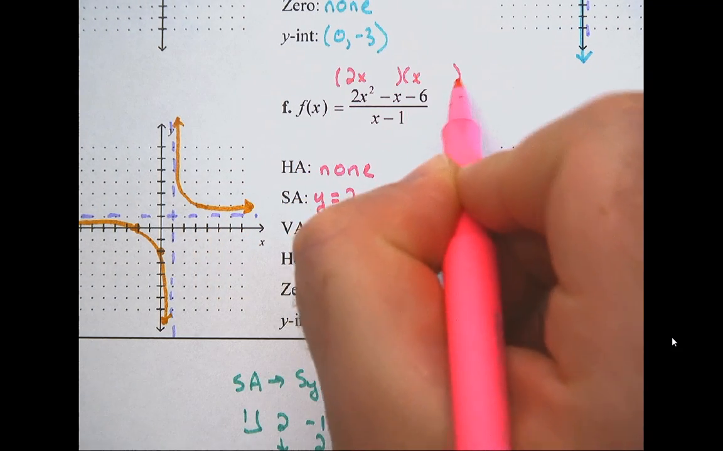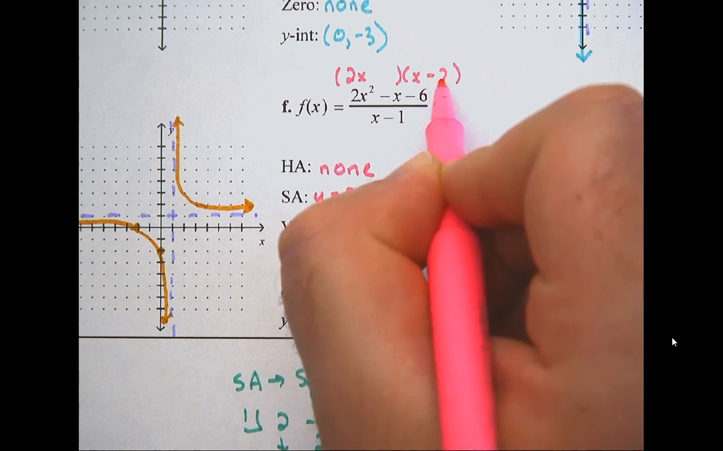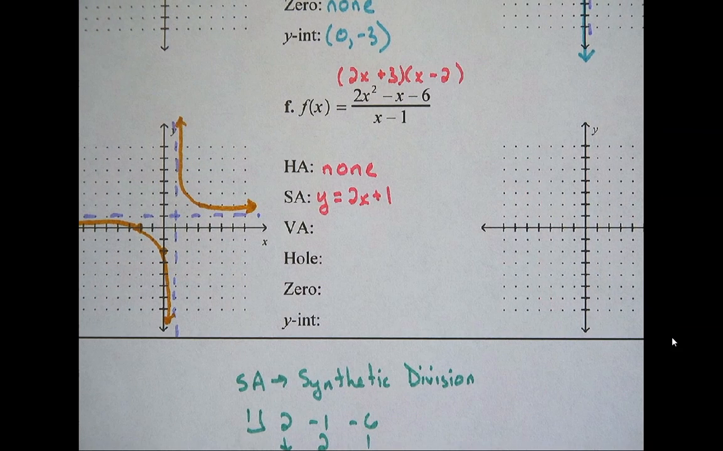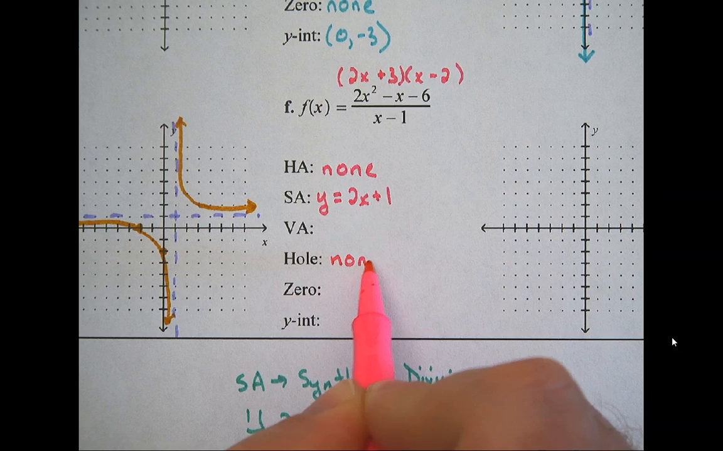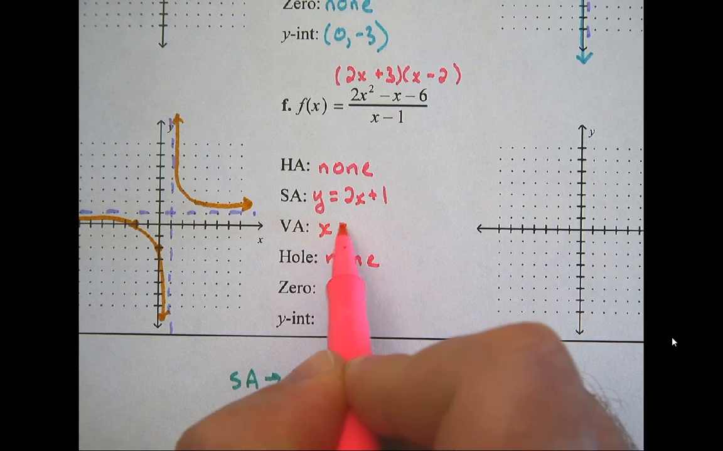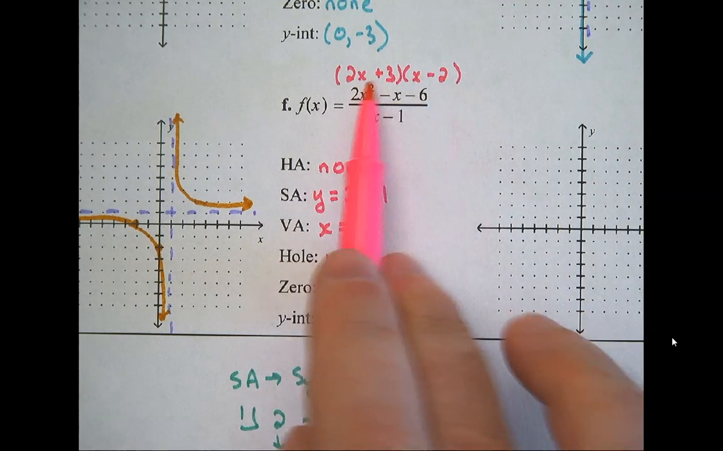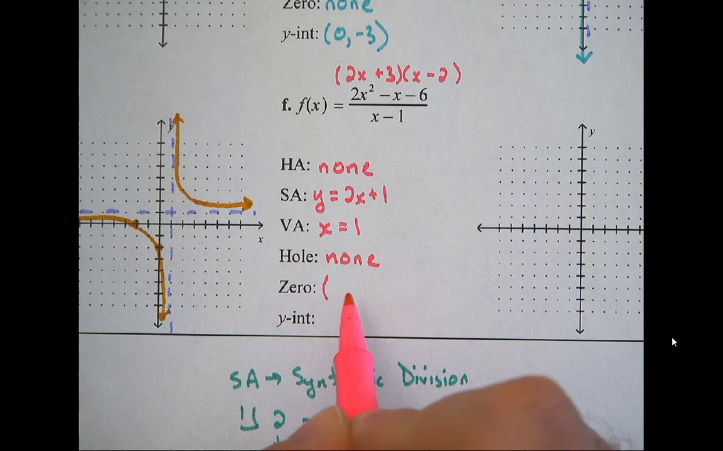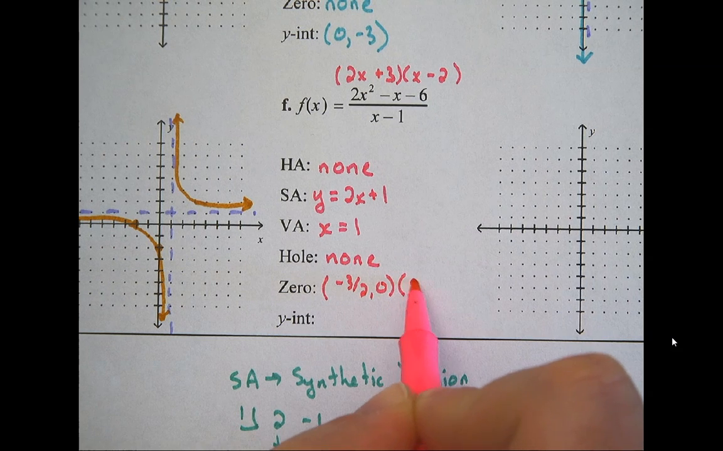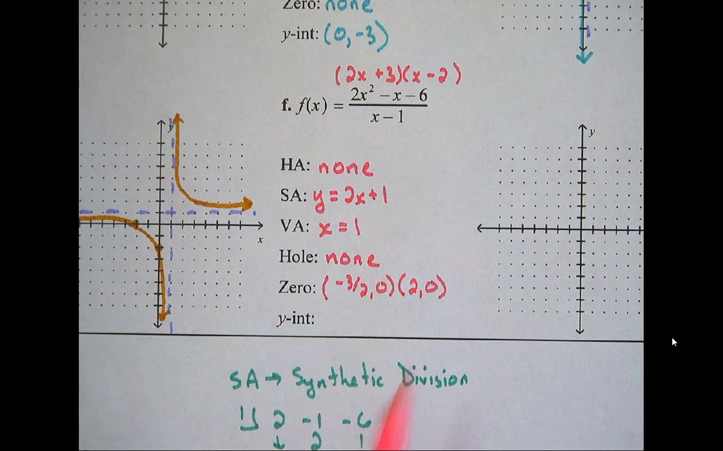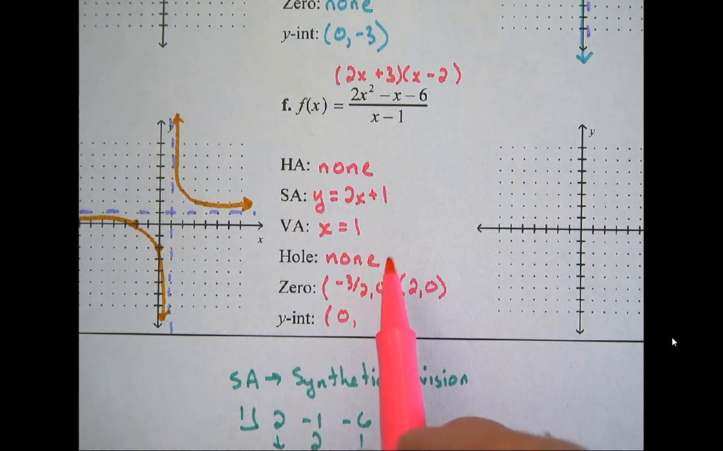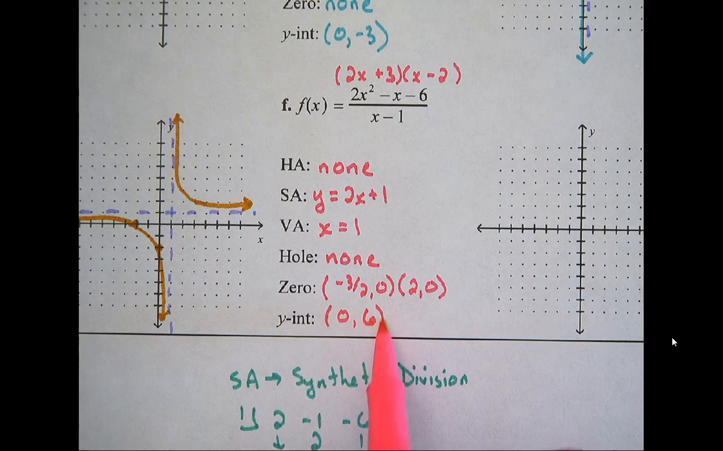2x and x. 12, that's 4 and 3. Oh, nothing cancels. That's kind of nice. So I don't have any holes. Anything in the denominator that doesn't cancel is x minus 1. When I set that to zero, I get x equals 1. I have 2 things in the numerator that don't cancel, which means I'm going to have 2 zeros. So at -3/2, 0, and then 2, 0. And then the y-intercept is when x equals 0: -6 divided by -1 is 6.